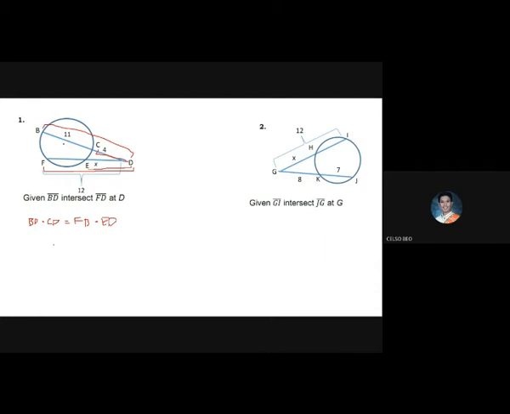Now, what are their corresponding values? What will be the value of your BD? Because our BD is divided into two values, we just add those two values. When we add 11 and 4, 11 plus 4 will give you 15, because that is the whole, one whole segment. So 11 plus 4 is equal to 15, multiplied by your external secant CD, which is 4.